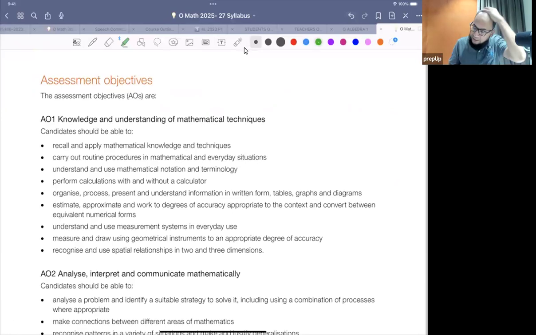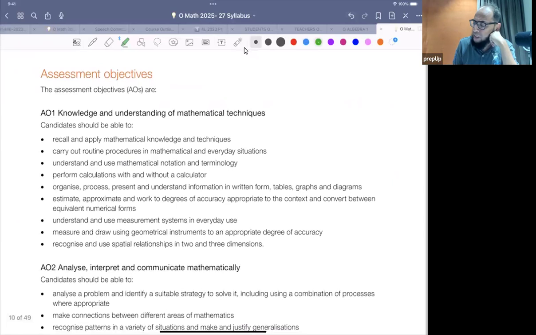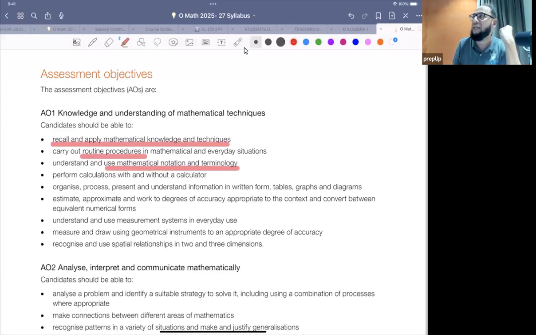Now, even before that, there are certain assessment objectives. AO1, AO is assessment objectives. When an exam is taken, what are the objectives? So now the objectives are recall and apply mathematical knowledge and techniques, carry out routine procedures in mathematical and everyday situations, understand and use mathematical notation and terminology. So you should understand when the examiner says calculate, deduce, approximate, estimate, we will learn all these terminologies.